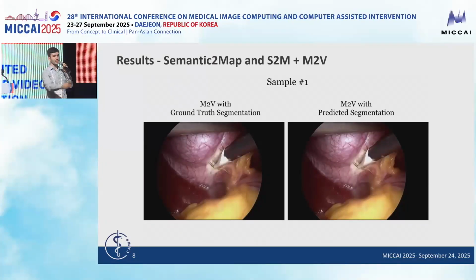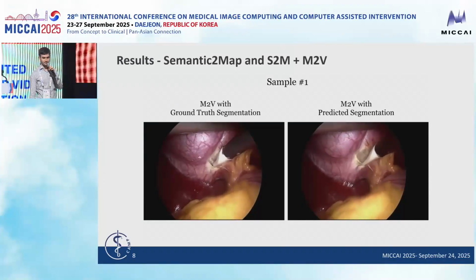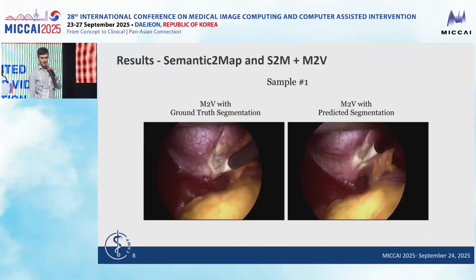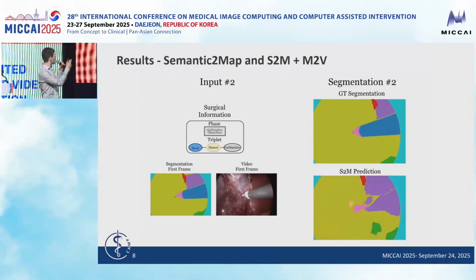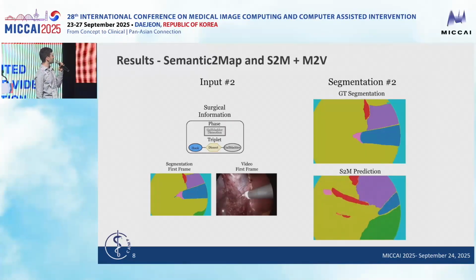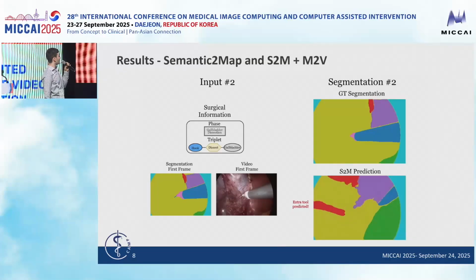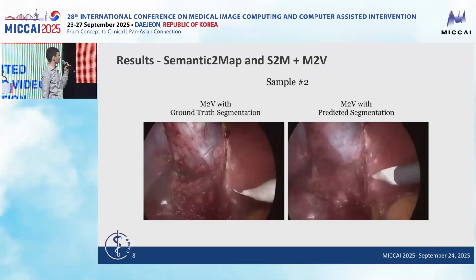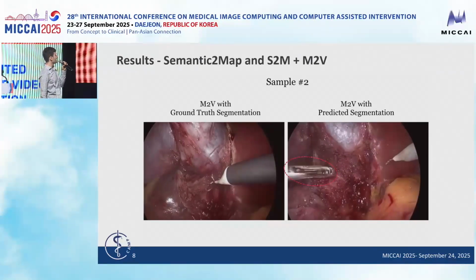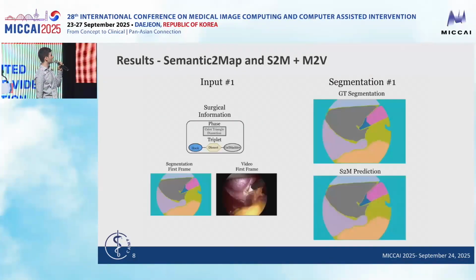And to the right, you see what you get when you provide the predicted segmentation maps. To the left, we use the ground truth with the second stage model. And they have slightly different evolutions. This is another sample where the first stage model predicts an additional entity, an additional tool. And the second stage model is able to correctly add that to the generated video.